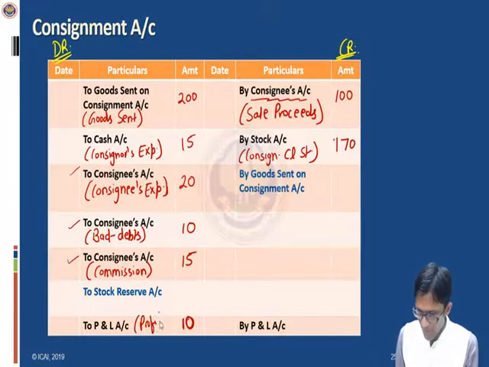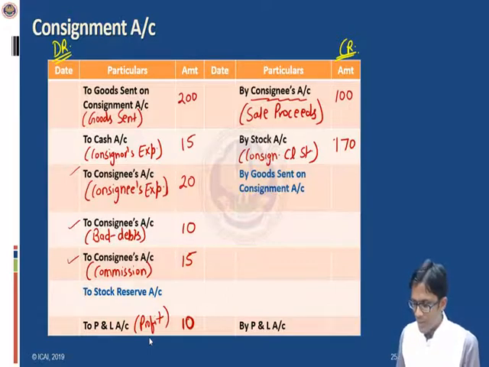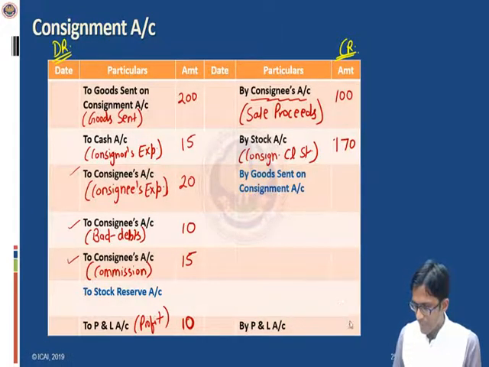This is the profit on consignment, right? Had the amount been negative, then we would have written that amount on the credit side, and that would have been the loss on consignment. But right now, as we know that this is not the case, so we are having the profit of rupees 10, which is the profit on consignment.